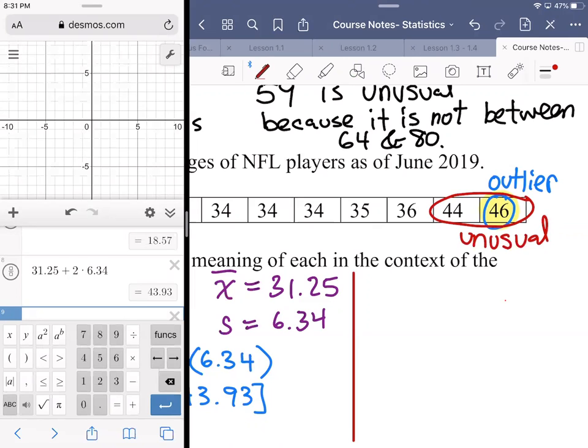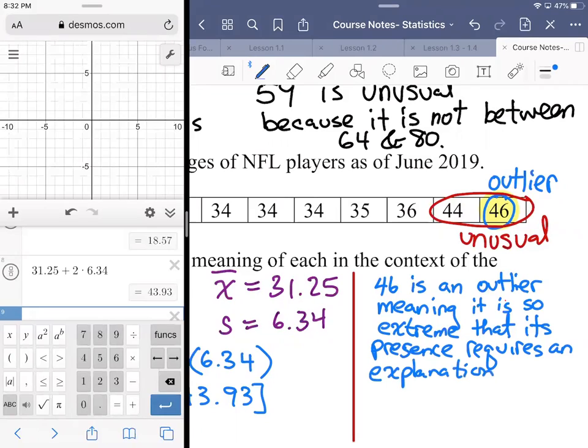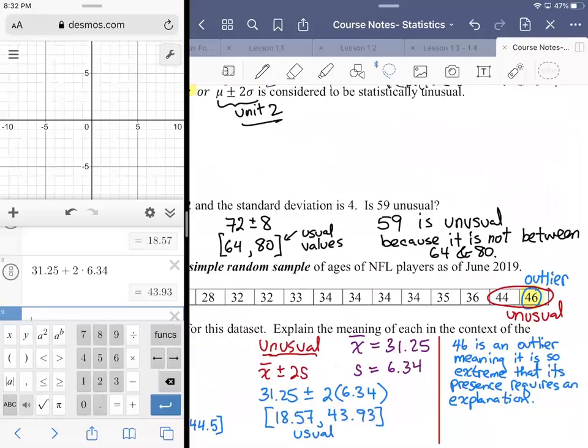So 46. I'm just going to make that blue. 46 is an outlier, meaning it is so extreme that its presence requires an explanation. All right. Now that's not the contextual explanation.